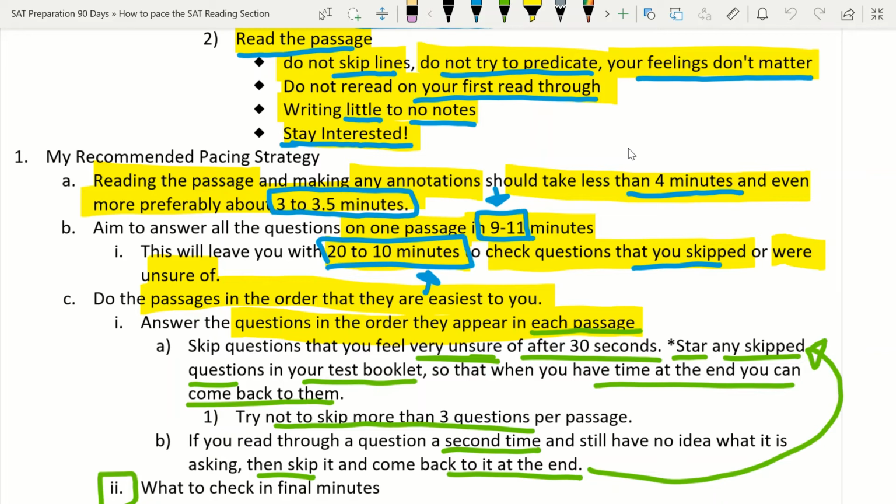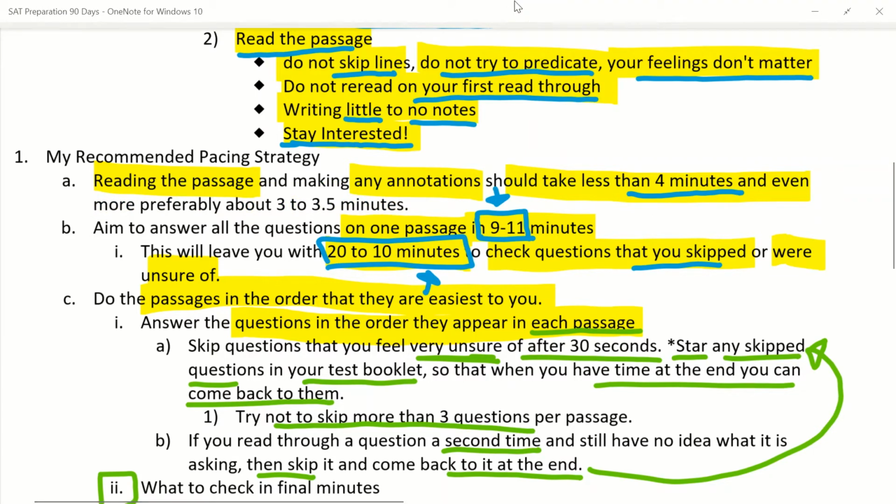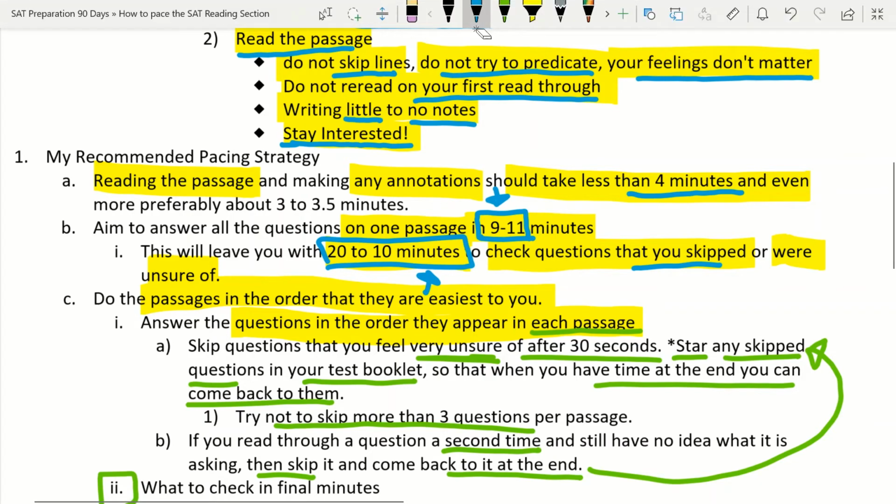We want to stay interested because it'll help us remember things. Like I said, limiting the number of annotations that we're making, we try to finish our initial read-through in anywhere from 3 to 3.5 minutes, which would be ideal. If it takes you 4 minutes, that's okay, but we always want to make sure we're staying under that 4-minute mark.